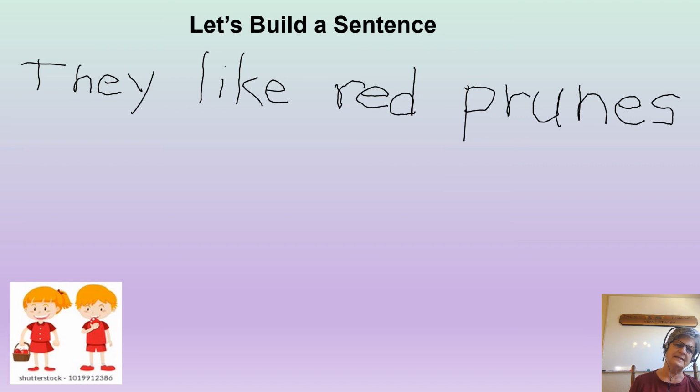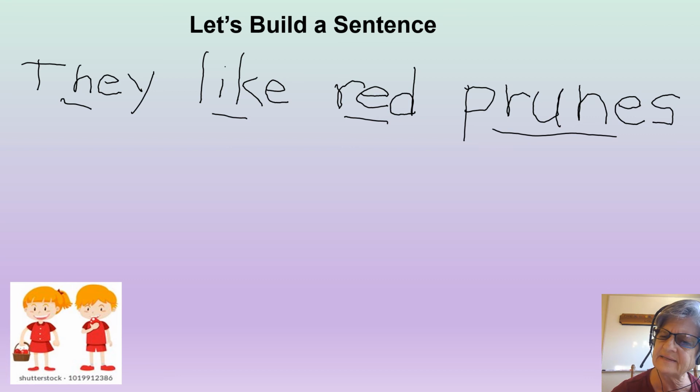Then let's go back to the beginning and read it to make sure it makes sense so far. They like red prunes. Does that make sense? Yes, it does. I began my sentence with a capital T. I left spaces between each word. Now, what kind of sentence is it? Is it a telling sentence? Am I asking you something or am I excited? Let's just call it a telling sentence. If it's a telling sentence, I need to put a period at the end, and that means a dot. Let's see if I can do it without it erasing itself. Yes, there it is. They like red prunes.